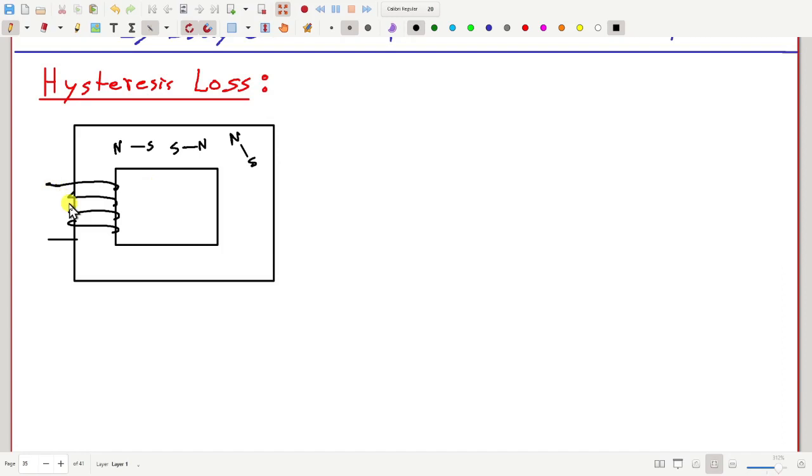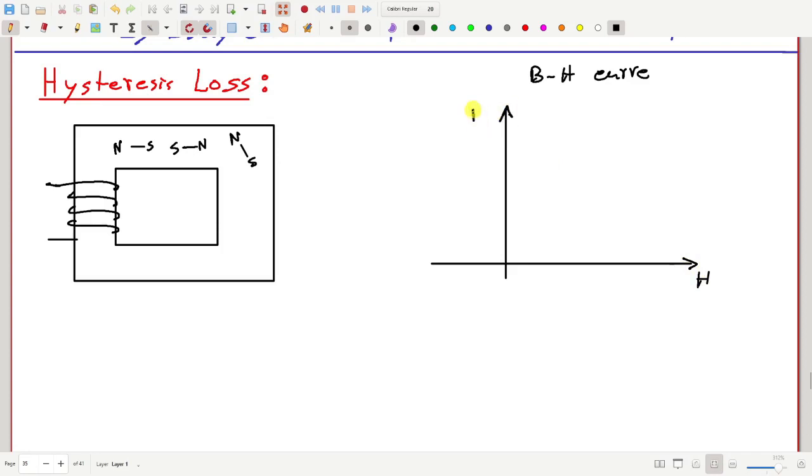Now, when we talk about the property of a magnetic material, we often draw a graph which we call a BH curve, where the x-axis represents H, magnetic field intensity, and B is the y-axis, that's the flux density, where H is approximately Ni by L. Here I is the current flowing through this coil, N is the number of turns, and L is the length of this core, I mean the length of the path of this flux, and B is the flux density through this core.